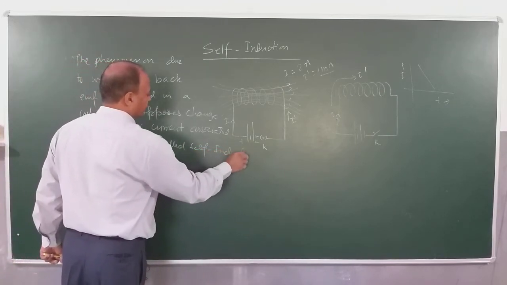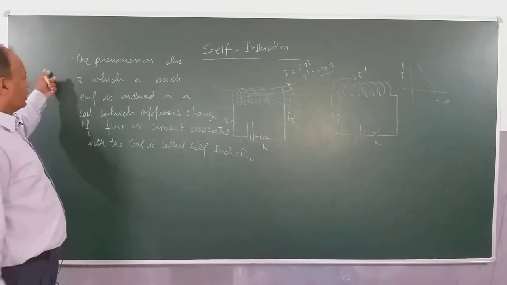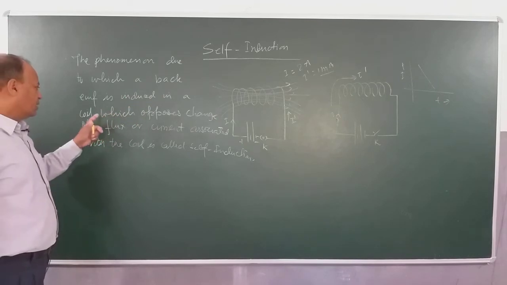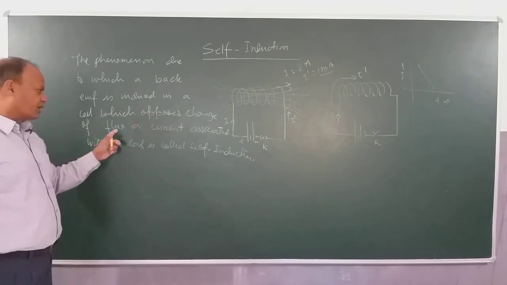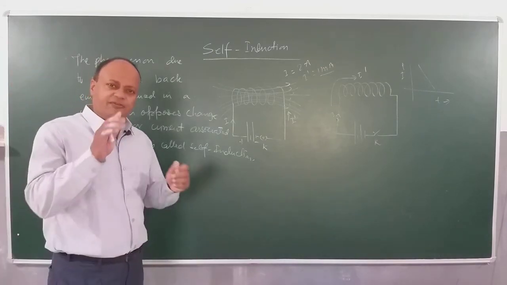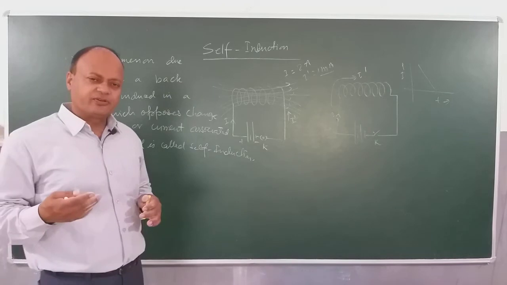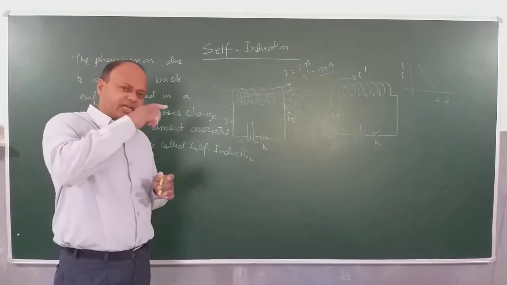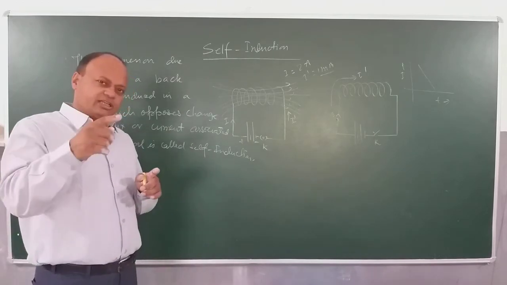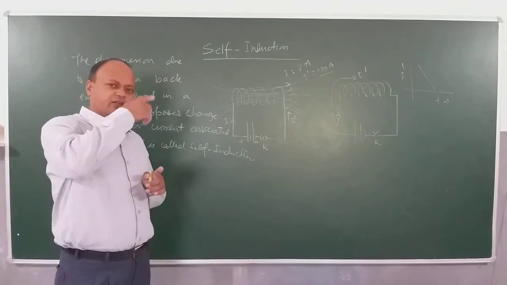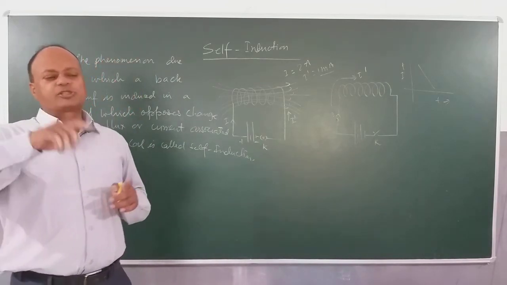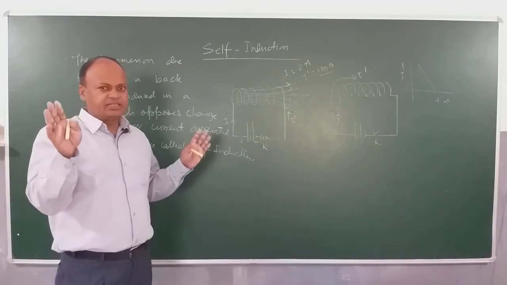So children, here we are defining what is self-induction. The phenomenon due to which a back EMF is induced in a coil which opposes the change of flux or current associated with the coil is called self-induction. Self-induction means the coil is inducing it by itself. It is not being done externally. Whenever the current changes in the coil, it will have an EMF. If the current is increasing, then the induced current will try to cancel it, in the opposite direction. And if the flux is decreasing, then the induced current will try to flow in the same direction. Very easy to understand this.